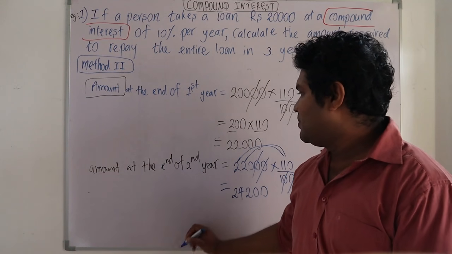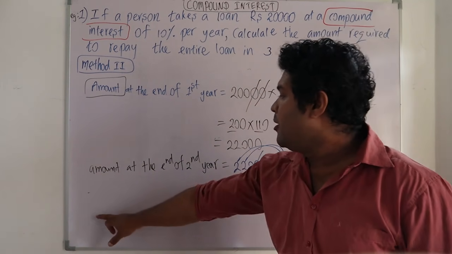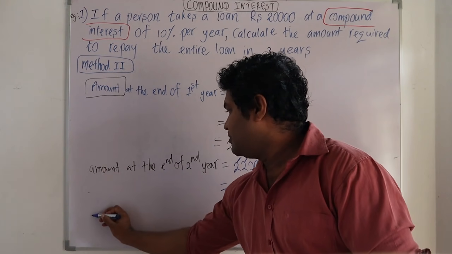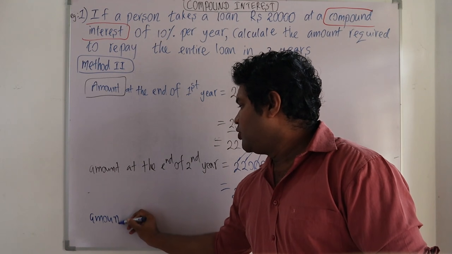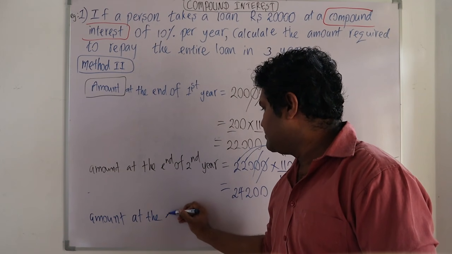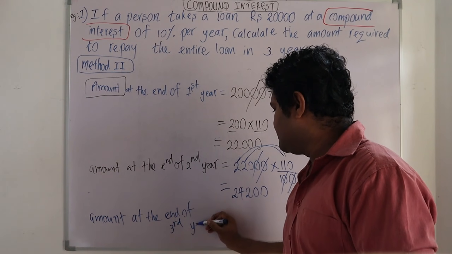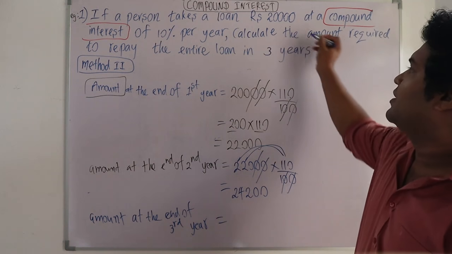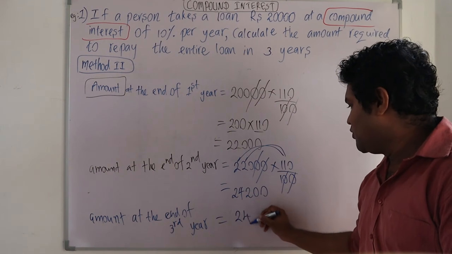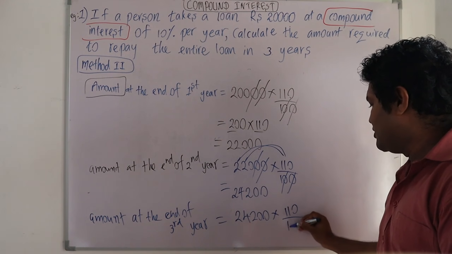Now, we have to generate the third step. Amount at the end of the third year. I am writing amount. Nobody should calculate interest. Amount at the end of the third year. It is 24,200 into 110 over 100.